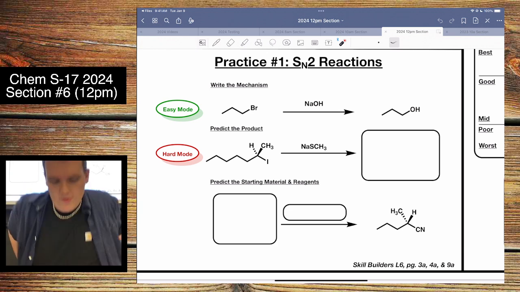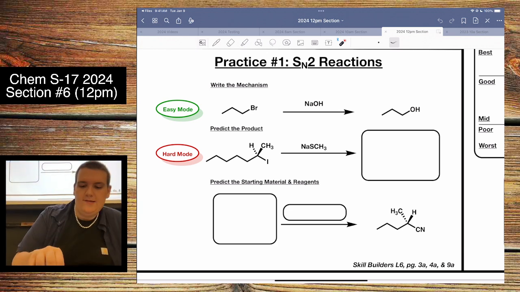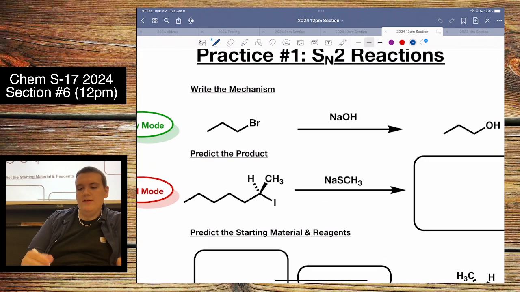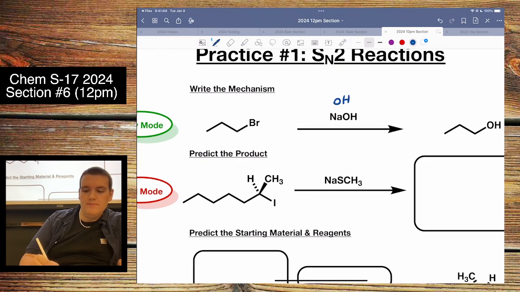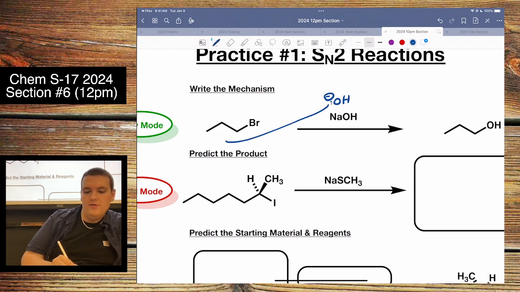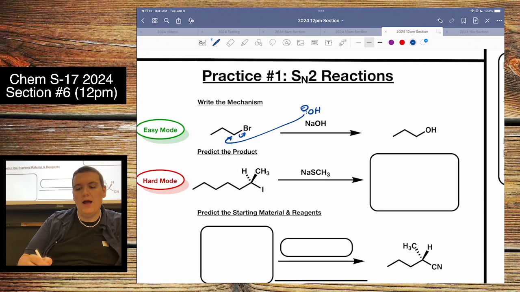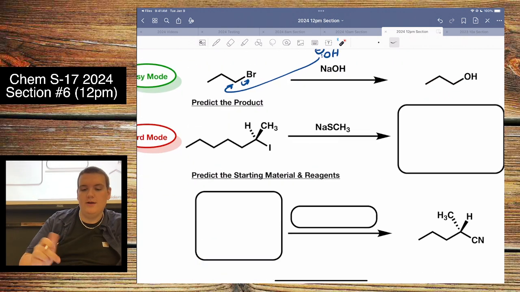Okay, so let's work through these. So the first one, we have the sodium on there, and we know that sodium is just a counter ion hiding a negative charge. So OH minus is going to go and do the backside attack. Bada bing, bada bang, we're done. Why do we not have to worry about stereochemistry on this molecule? Yeah, it's not a stereocenter, so we don't have to worry about inversion of stereochemistry.